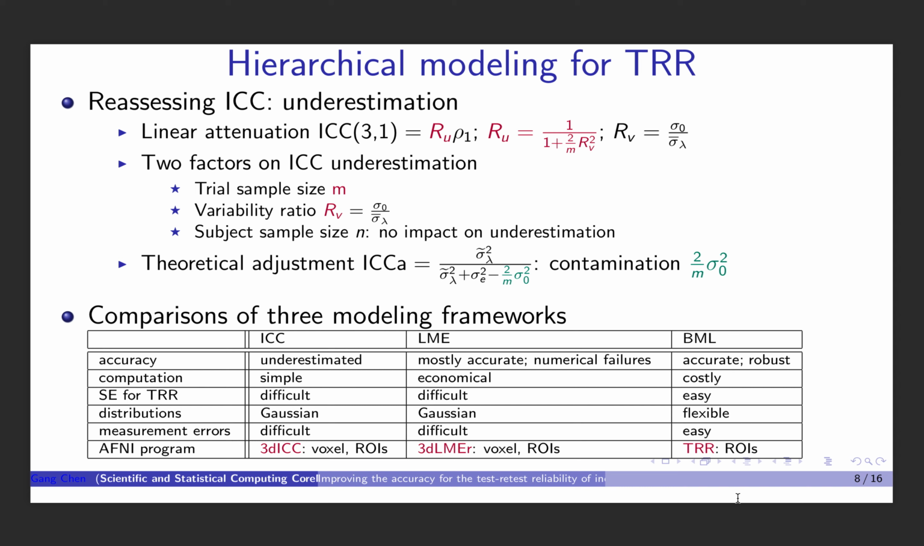Assumptions about the data are pretty flexible. You can adopt most distributions, like Student t, lognormal, exponentially modified Gaussian, and so on. Measurement error is easy to accommodate whenever the input data is not a direct measurement, so the uncertainty information can be accommodated. We do have a program, TRR, standing for test-retest reliability, that can be used for ROI-level reliability estimates.